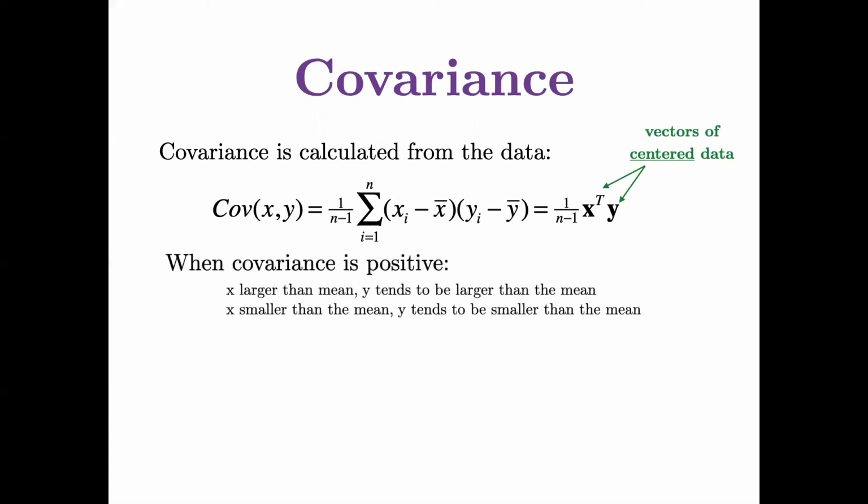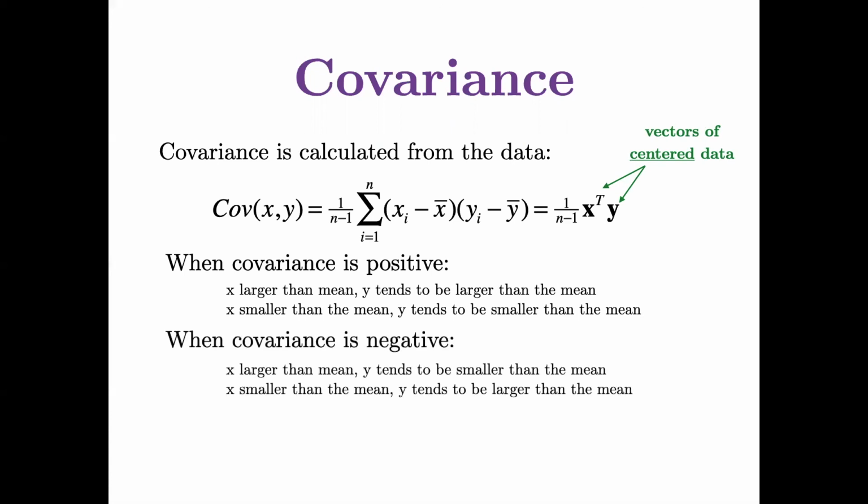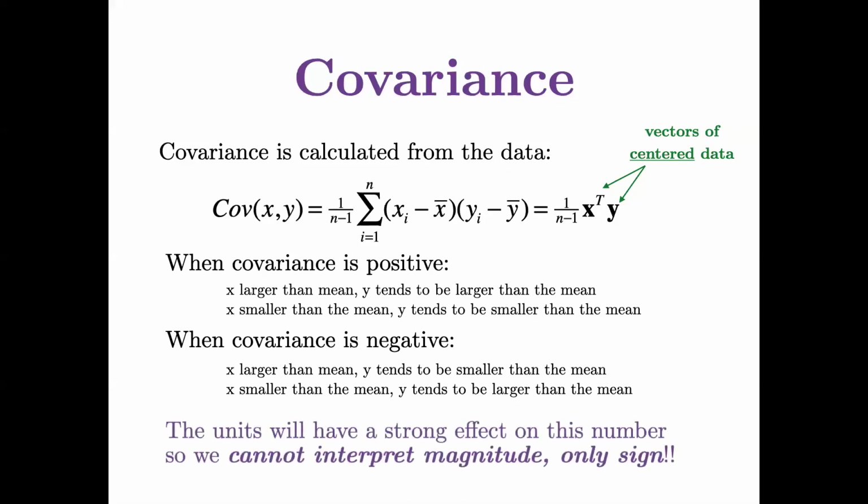When covariance is positive, it means that when X is larger than the mean, Y tends to be larger than the mean. Or X smaller than the mean, Y tends to be smaller than the mean. So the relationship is positive. Similarly, when covariance is negative, the relationship is negative. When X is larger, Y tends to be smaller. What we have to keep in mind here, though, is that the units will have a strong effect on this number. So we cannot interpret the magnitude of covariance, only the sign. So what use is it? Well, aside from being a parameter of the normal distribution, it's not much use for interpretation.